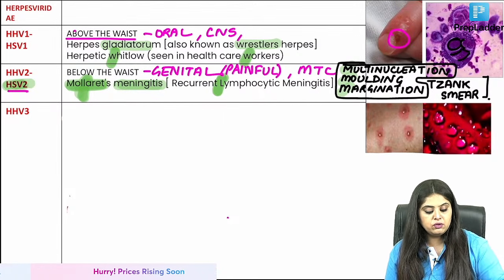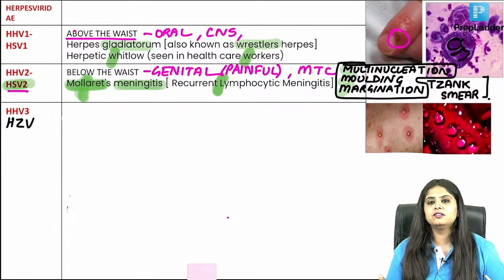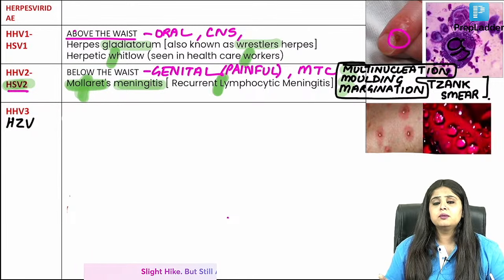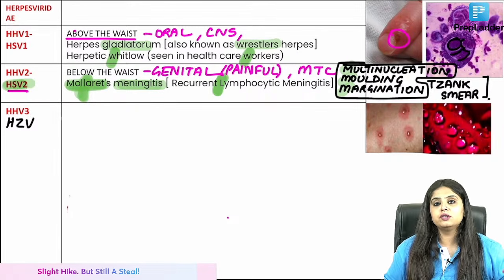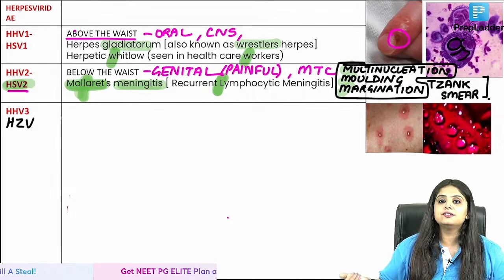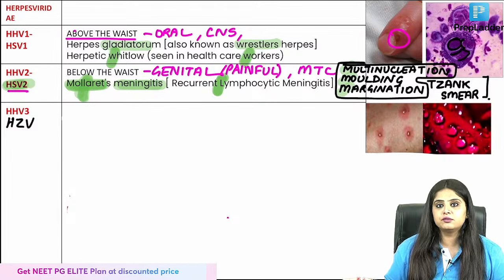Now coming to HHV3. What is HHV3 known as? Herpes zoster virus. Can you tell me? This is a pedia question. You will teach me. Herpes zoster, in children, what does it cause? It causes chickenpox, and in adults it causes zoster or shingles is what you call it.